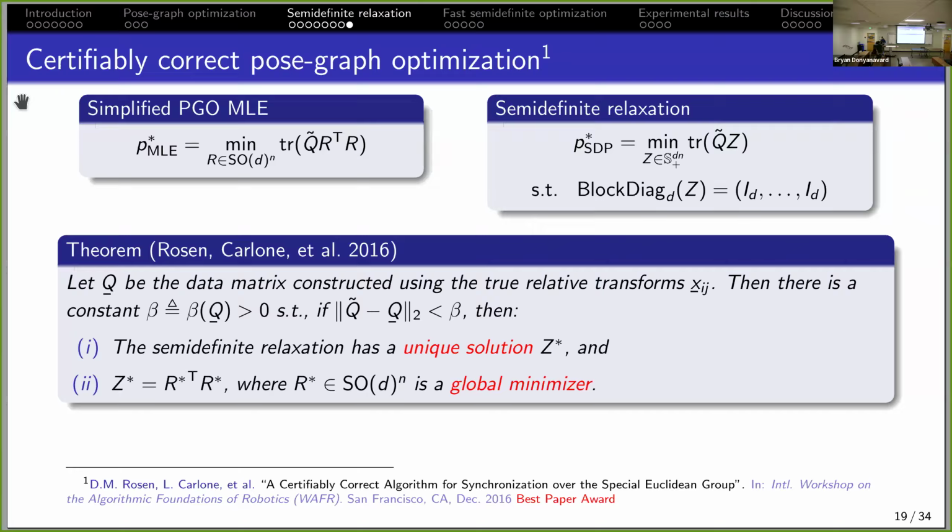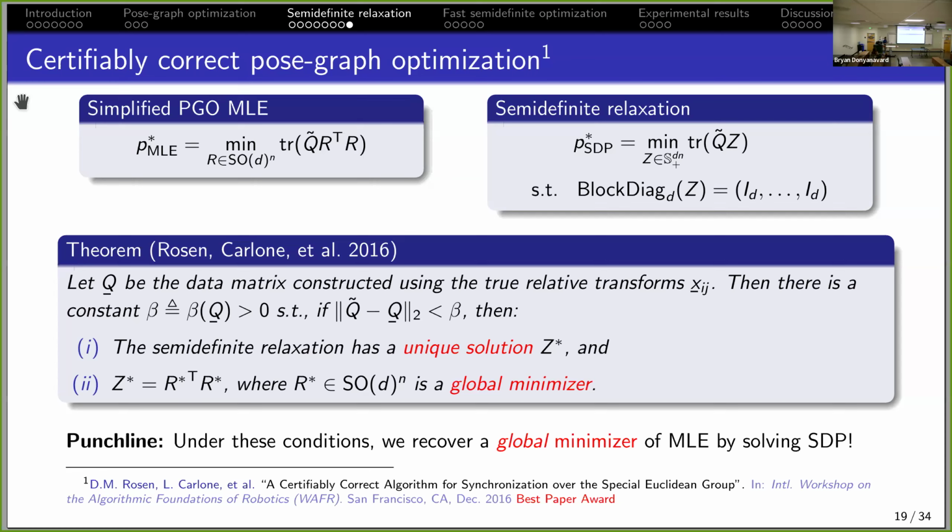And so the practical payoff is that under this condition, whenever this relaxation is exact, we can recover a global minimizer to our original NP-hard optimization or estimation problem by solving this semi-definite relaxation. So we can solve a convex program and recover a solution to a generically NP-hard state estimation problem by means of solving that convex relaxation. That is the approach that we're going to take. Any questions on that?